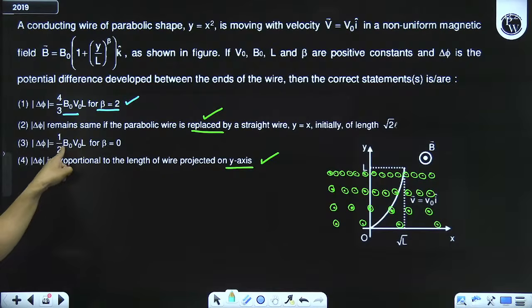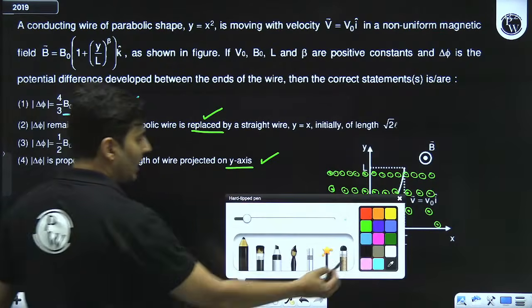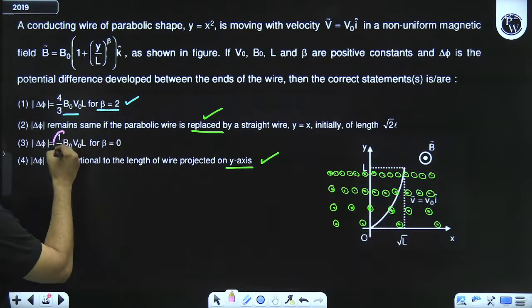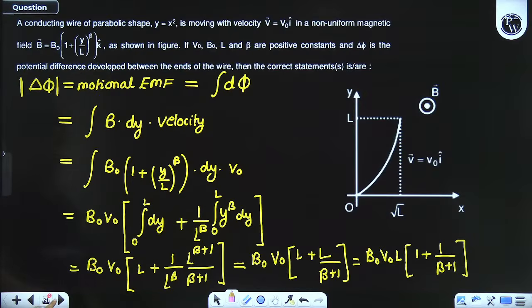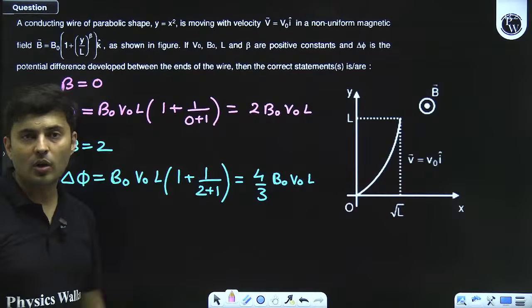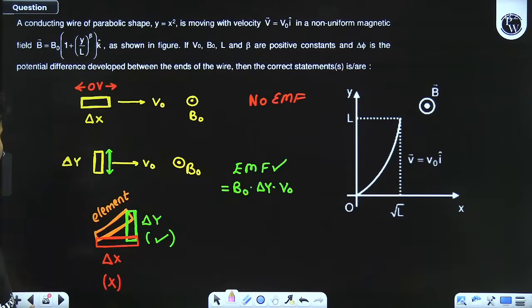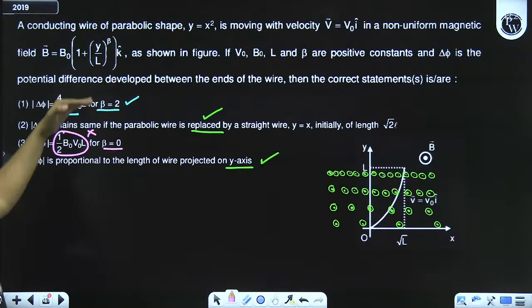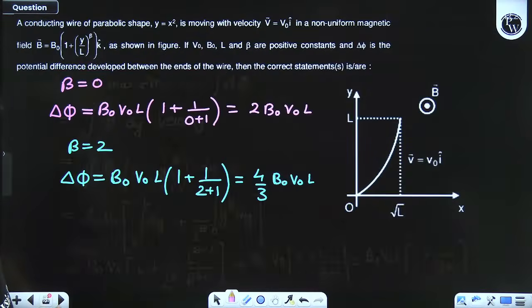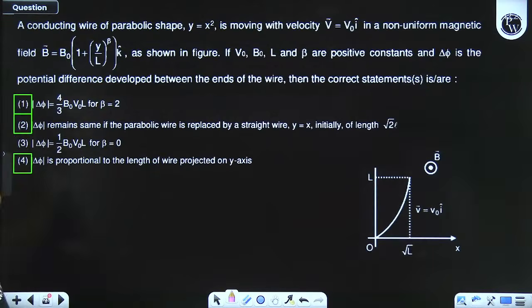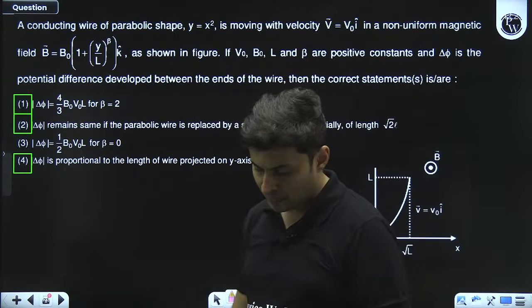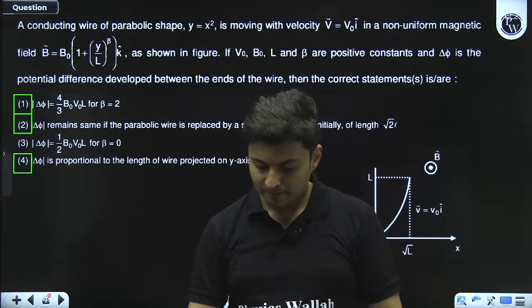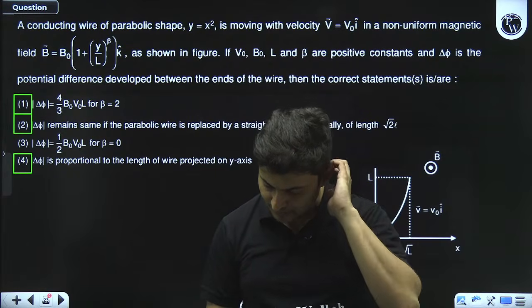When it is 0, it is half B naught V naught L. No guys, this number half shouldn't have come. This is wrong for beta is equal to 0. You can see for beta is equal to 0, it is 2 B naught V naught L, not half. So obviously the third option goes wrong. 1, 2 and 4th options are correct. Yes, 1, 2 and 4th options are absolutely correct, my dear warriors. Perfecto? Nice? Yeah.